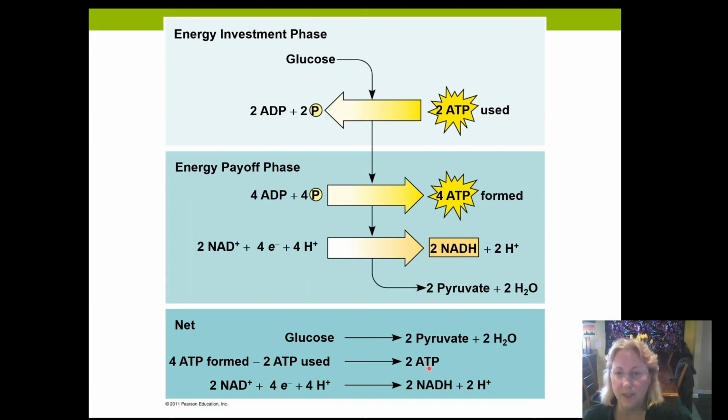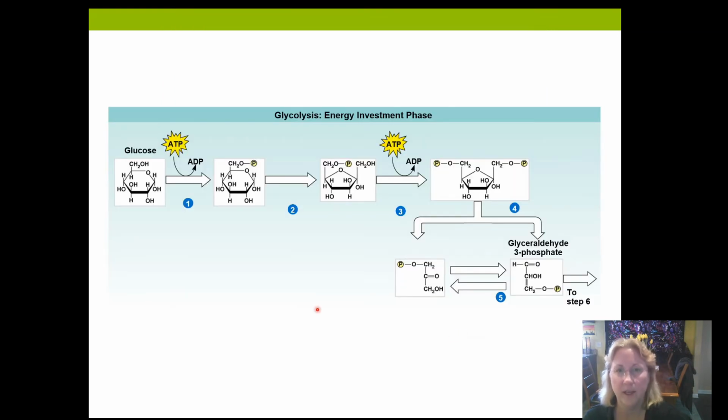2 net ATP, 2 pyruvate, 2 reduced NADH with their high energy electrons are going to be produced as part of this process. So I have taken out of this diagram the names of the enzymes because you don't need to know those, but each reaction here, each blue circle, that's a different reaction that's catalyzed by a different enzyme. So here's the first 5 reactions here, each with a different enzyme.